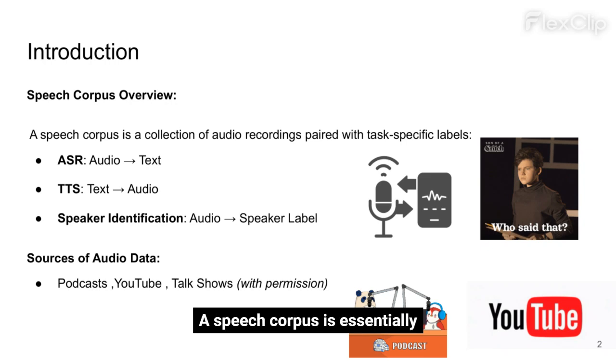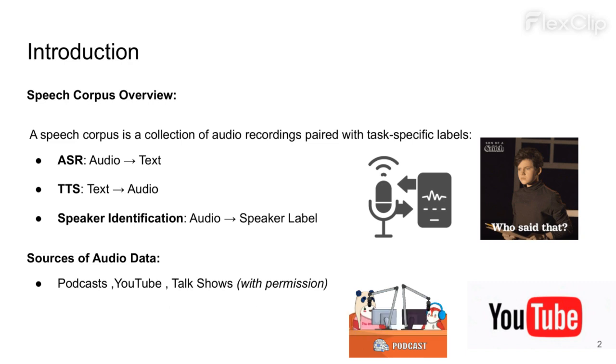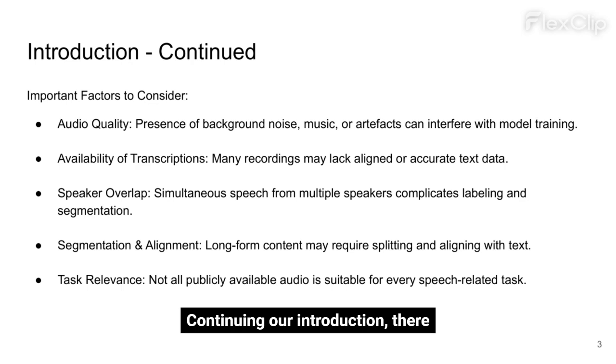A speech corpus is essentially a collection of audio recordings paired with specific labels tailored to the task at hand. For ASR, it's audio to text, for TTS, it's text to audio, and for speaker identification, it's audio to speaker label. Audio data can come from various sources like podcasts, YouTube, and talk shows, provided we have permission to use them. Continuing our introduction, there are several important factors to consider.